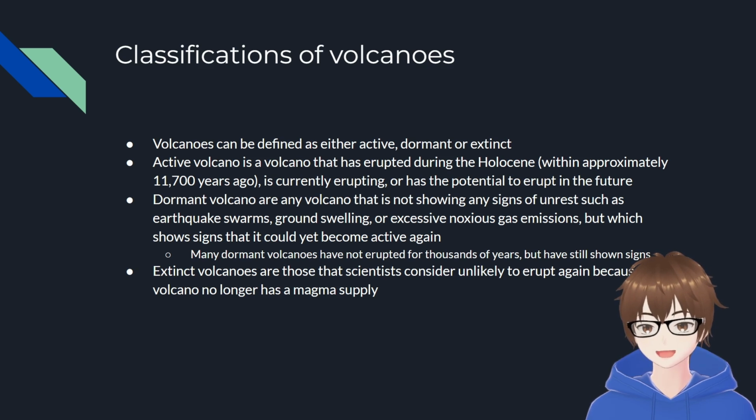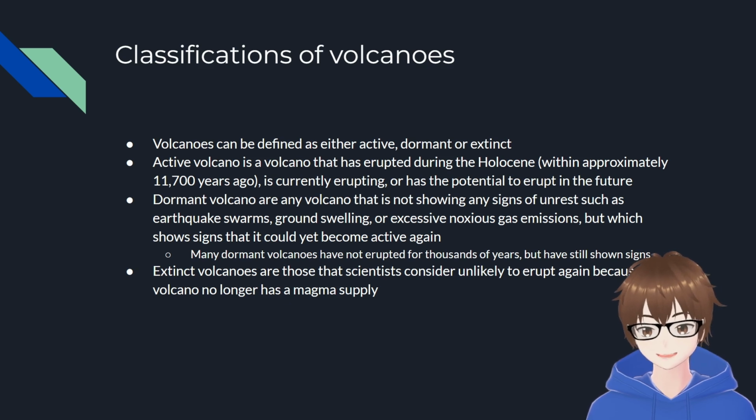So volcanoes are classified into really three different types. Volcanoes can be defined as either active, dormant, or extinct. An active volcano is a volcano that has erupted during the Holocene, which is about 11,700 years ago, and/or is currently erupting or has the potential to erupt in the future. So basically, if it has erupted or is erupting within the last 11,700 years, it's an active volcano.